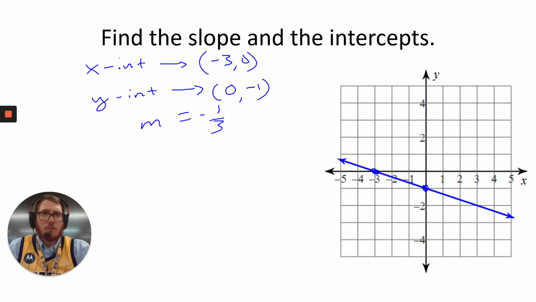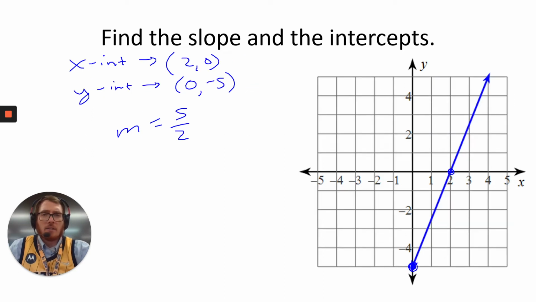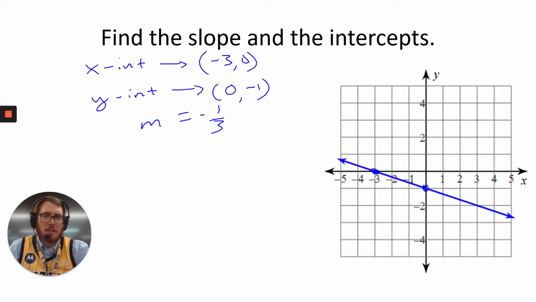That's a good indicator if you're on the right track. The other way that you could look at this compared to the last one, this one had a slope of 5 over 2, which is 2.5. Notice how much steeper this one is compared to the 1/3 of this graph. Even though it's negative, it's a very shallow slope because it's only going down 1 for every 3 across.